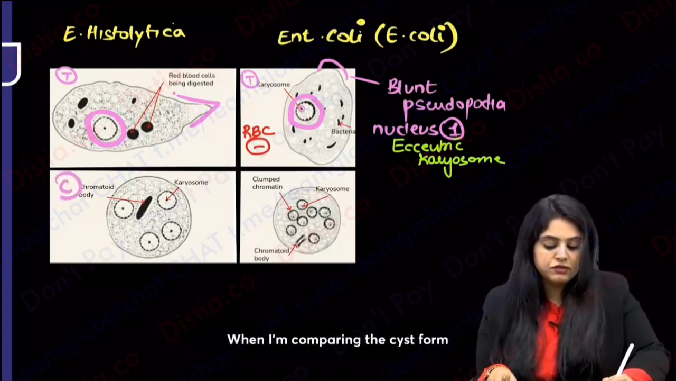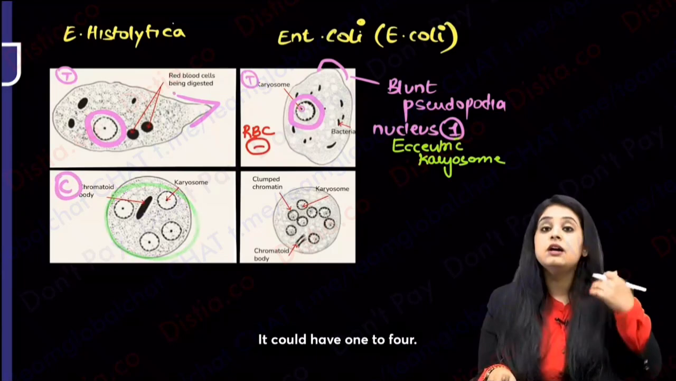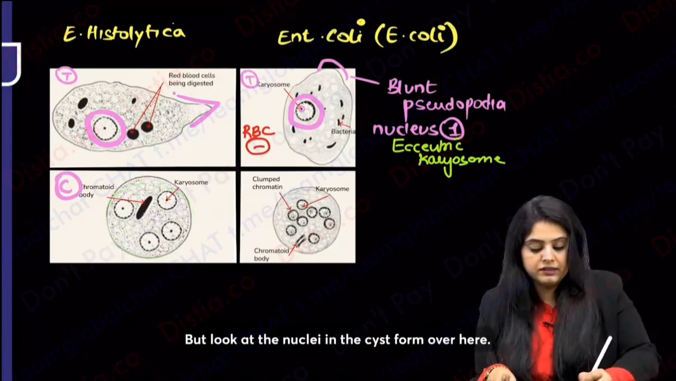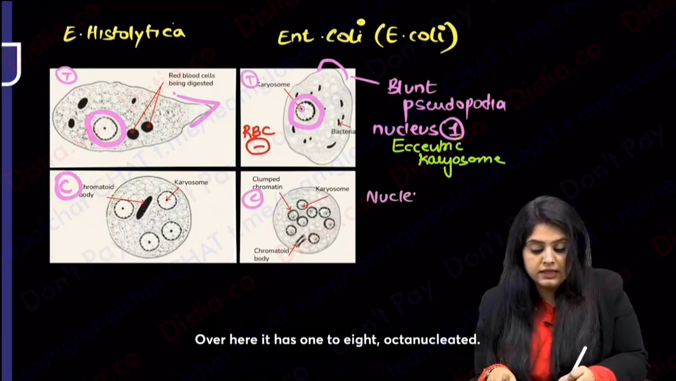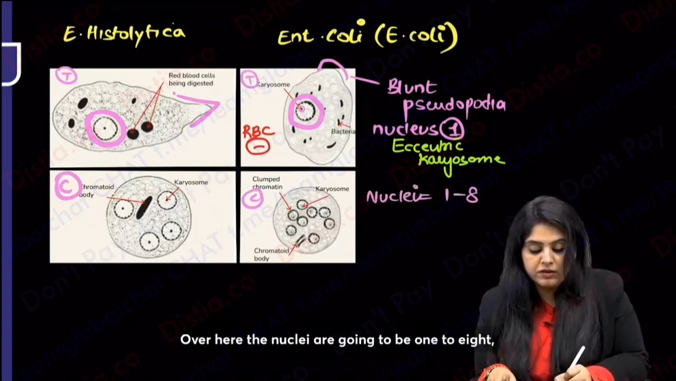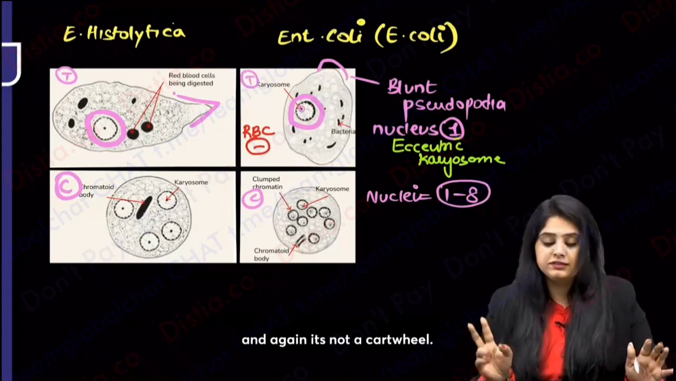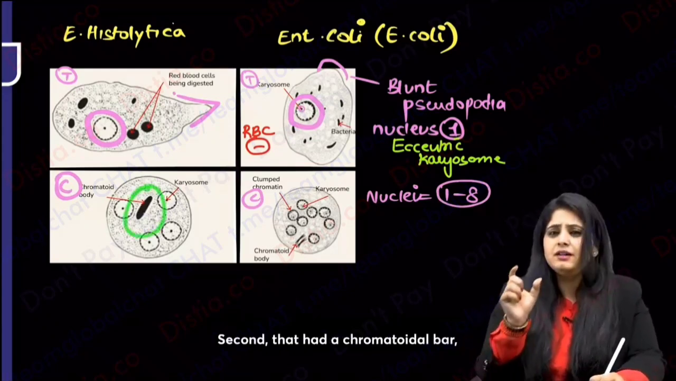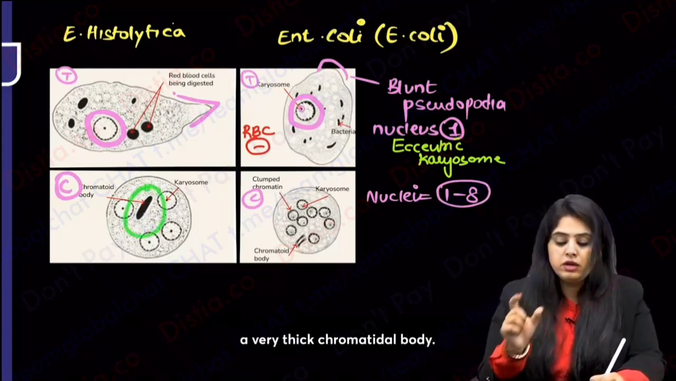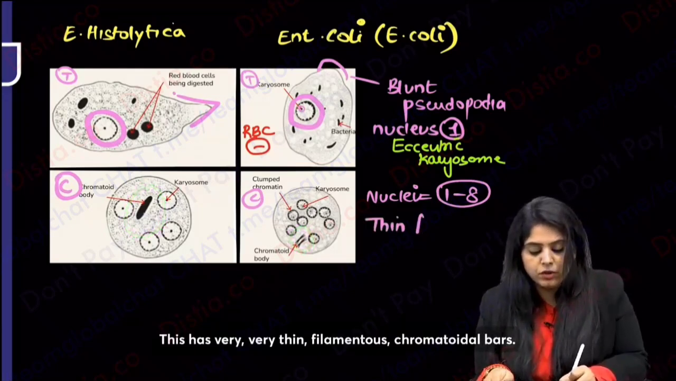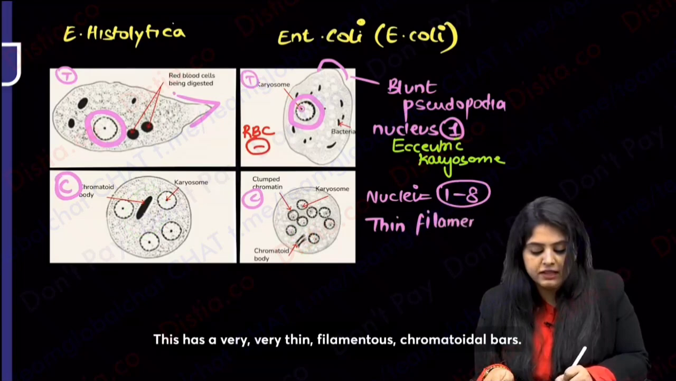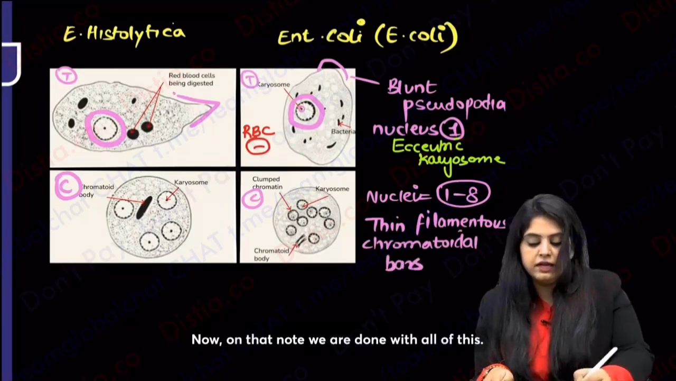When I'm comparing the cyst form, how many nuclei could it have? It could have 1 to 4, but look at the nuclei in the cyst form over here. Over here it has 1 to 8, octanucleated, and again it's not a cartwheel. Second, that had a chromatoidal bar, a very thick chromatoidal body. This has very thin filamentous chromatoidal bars, right? Okay, now on that note, we are done with all of this.